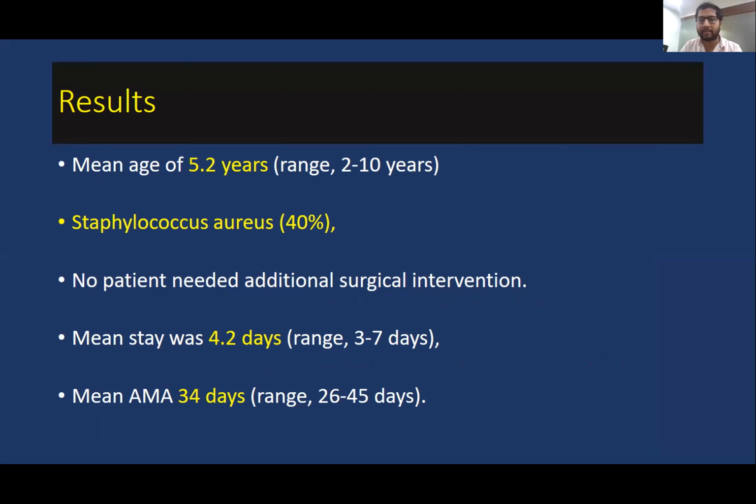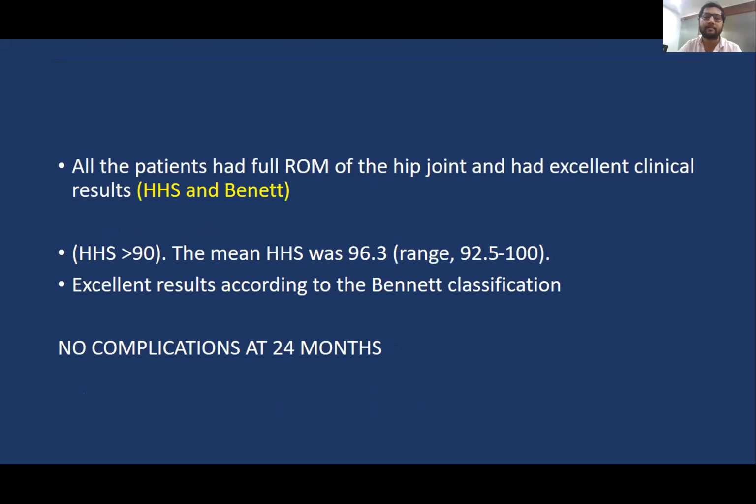The results: the average age in this study was 5.2 years with a range of 2 to 10 years. As is common, the most common organism was Staph aureus. None of the patients needed additional surgical intervention or repeat debridement. Mean stay was 4 days. Antimicrobial agents were given for 34 days with a range of 26 to 45 days.